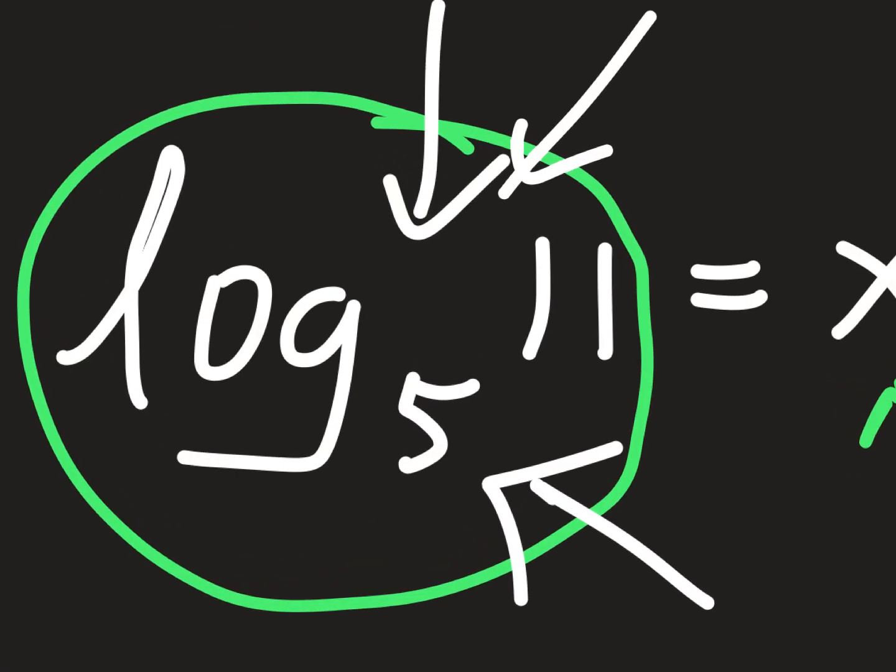If you say log 511, I judge you because you don't know how to say this right. So I'm going to show you how to say it. You say log base. It's not written, but you're supposed to know it. Log base 5 of 11.